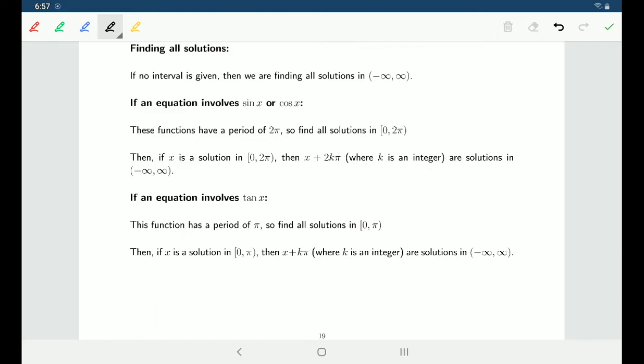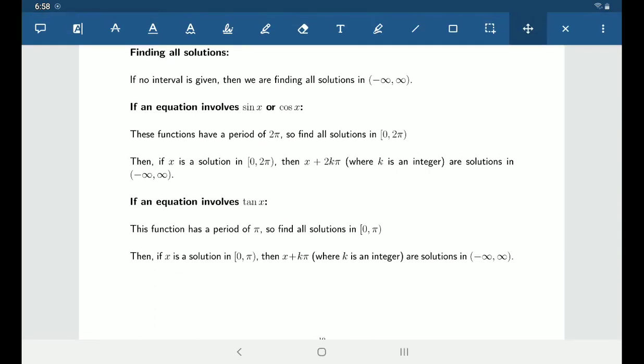For tangent, it's a similar sort of idea. Of course, tangent has a period of pi rather than 2 pi, so we don't have to find solutions from 0 to 2 pi, we just have to find all the solutions from 0 to pi, and then do the same thing as before, where if we have one solution, then that solution plus any multiple of pi would also be a solution. All right, let's give it a try.